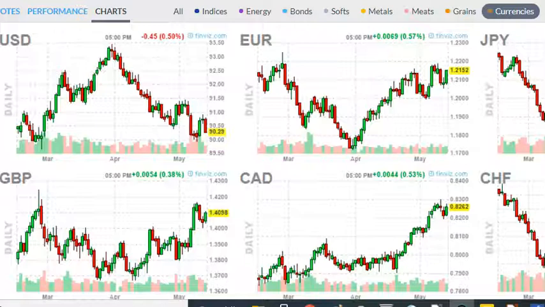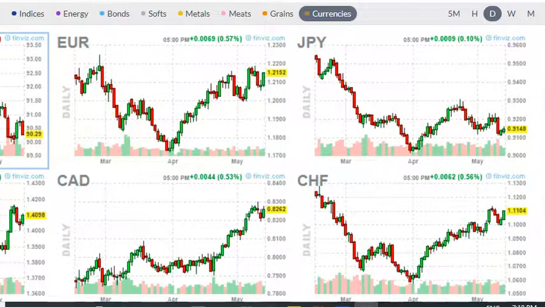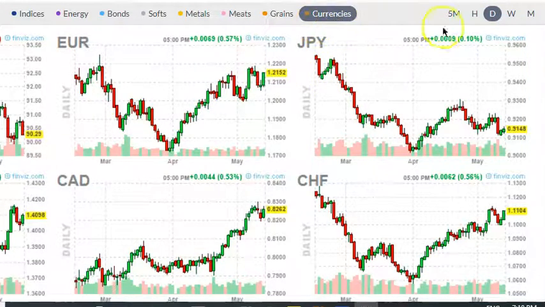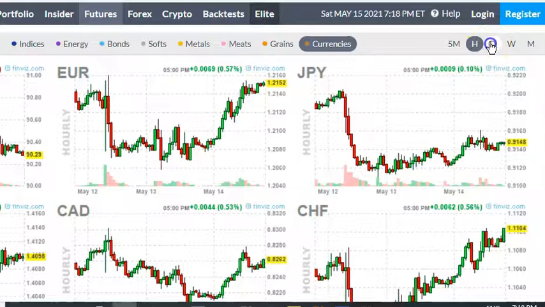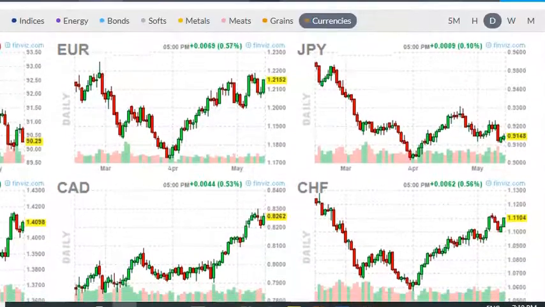Okay, let me go to another currency here. We're going to look at the Japanese yen, which is kind of the opposite of what was going on with the euro and USD. And guys, remember, once you clicked on the currency tab, make sure you go up here. You're clicking on the D for daily. We're looking at the daily charts. If you click on here, yes, the charts will change to the hourly, but we're looking at daily. That's what we want to look at, okay?